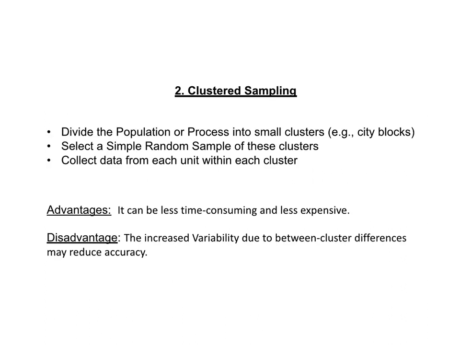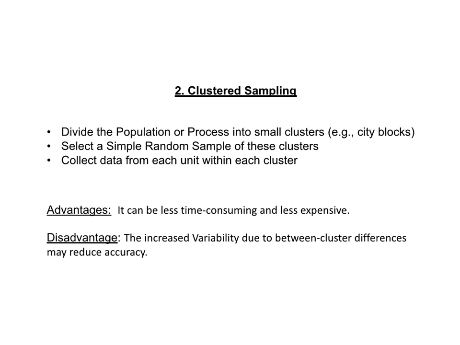The second of the three sampling methods we will discuss is called clustered sampling. Step 1, we divide the population or process into small clusters. A cluster, for example, could be all the voters living in a single city block. Then we select a simple random sample of these clusters, say 30 city blocks. Then we collect data from each unit within each cluster within that sample. For example, we go door to door and try to survey someone from every residence in each of the clusters, that is, each of the city blocks.